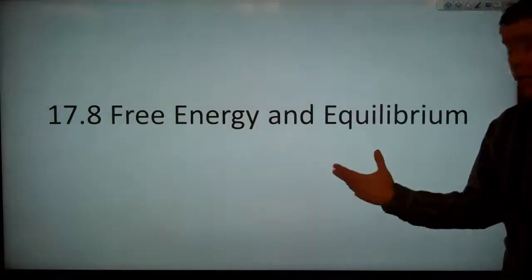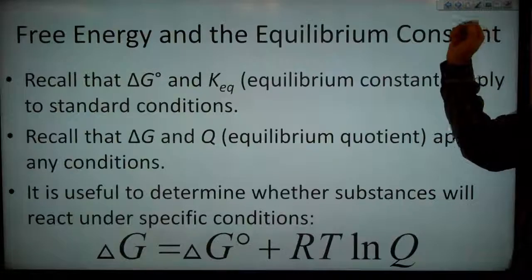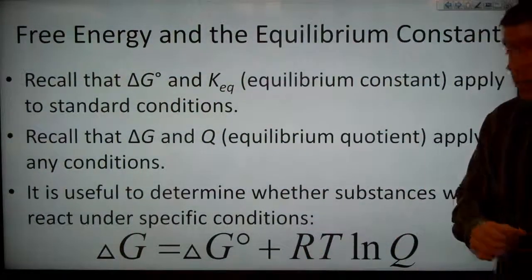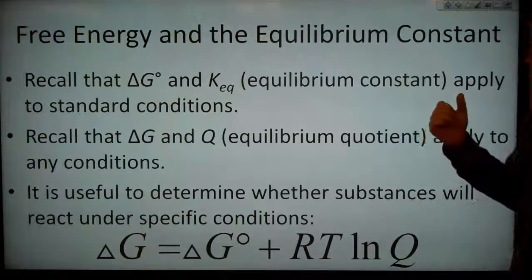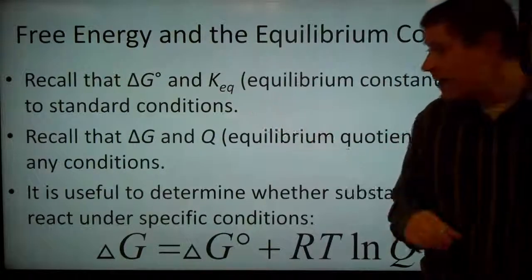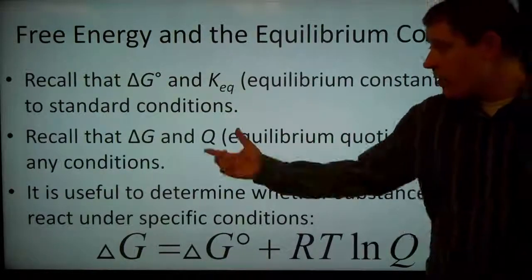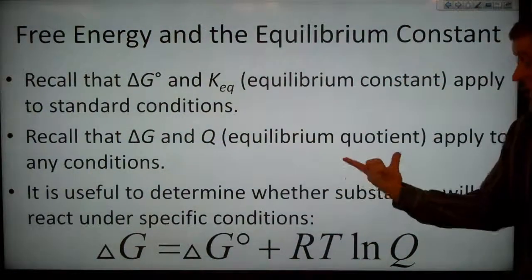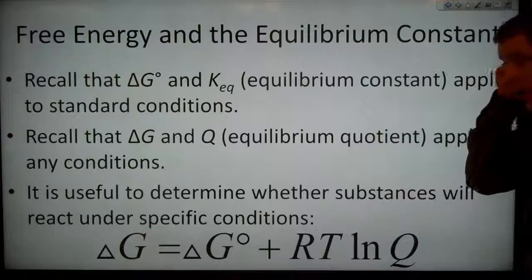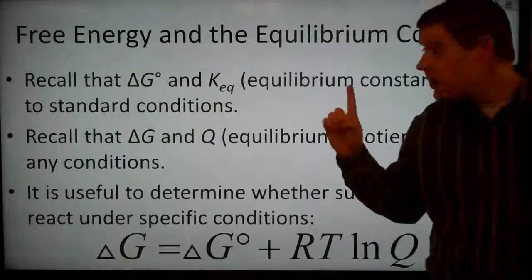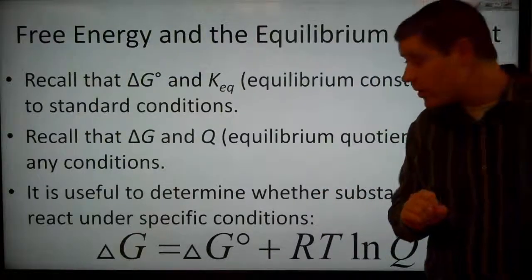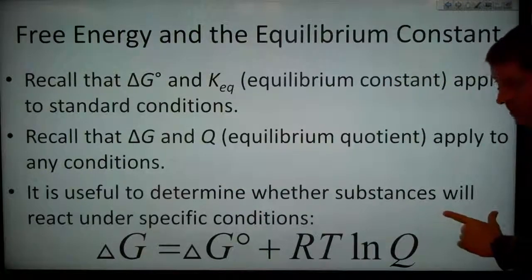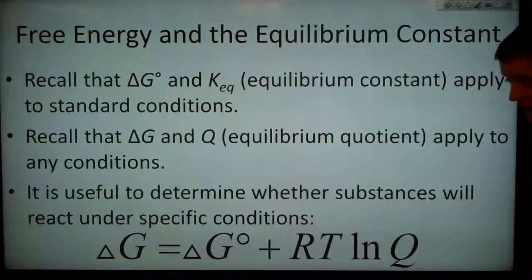Welcome to free energy and equilibrium. So remember that delta G naught and K_eq, which is the equilibrium constant, apply to standard conditions. But delta G, note that there's no naught in this case, and Q, which is the equilibrium quotient, apply to any conditions, including equilibrium conditions or standard conditions. So it's useful then to determine whether substances will react under specific conditions.